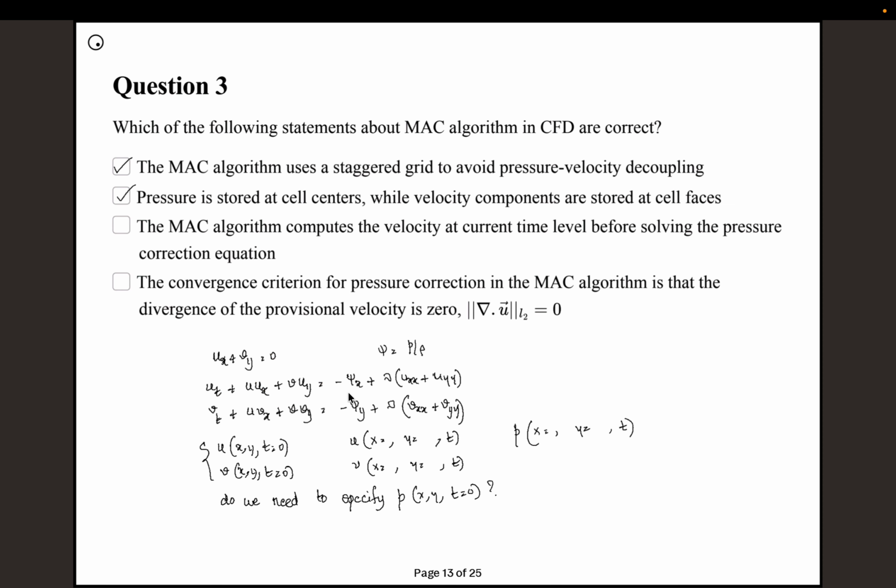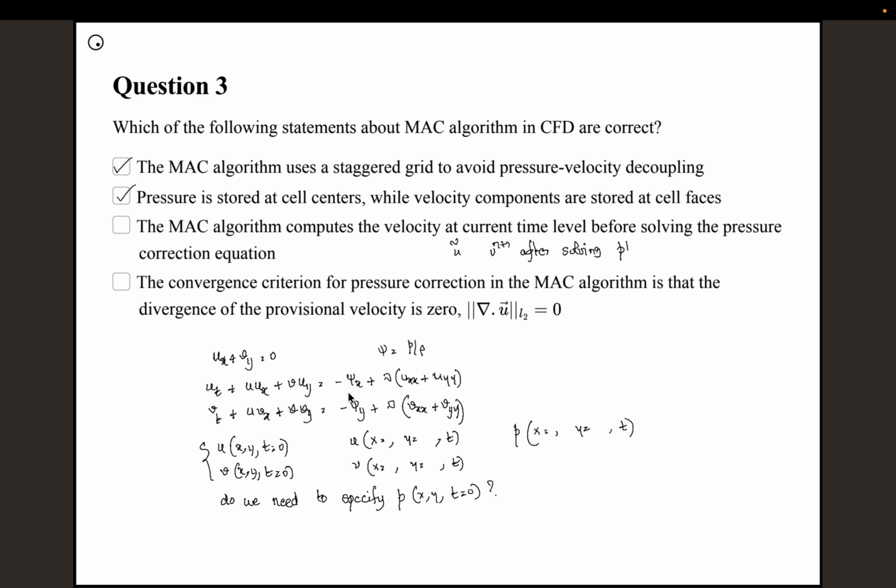Okay, now coming to this one. The MAC algorithm computes velocity after solving the pressure correction equation. So before solving, it does not compute anything. You assume something, you get only u tilde, but u^(n+1) is only calculated after solving for p prime.